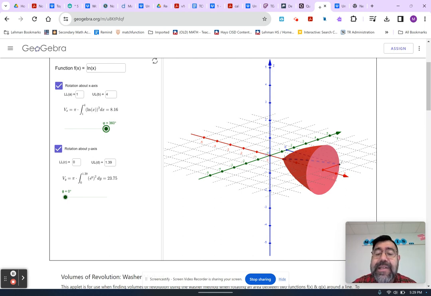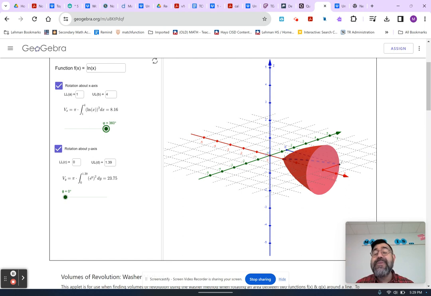But the idea here is I can find the volume of this because if I were to take the slice at any point of this red object and open it, the slice would look like a circle. And it looks like a circle because I'm always doing a solid revolution.